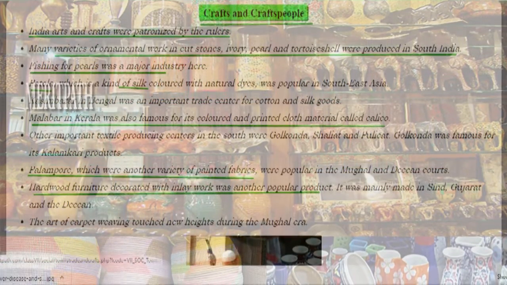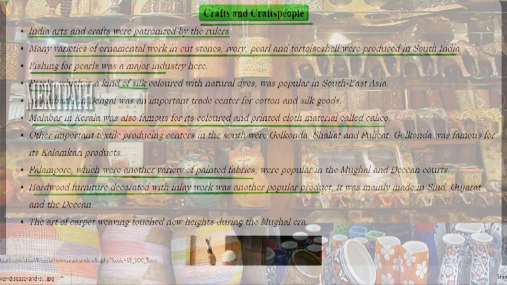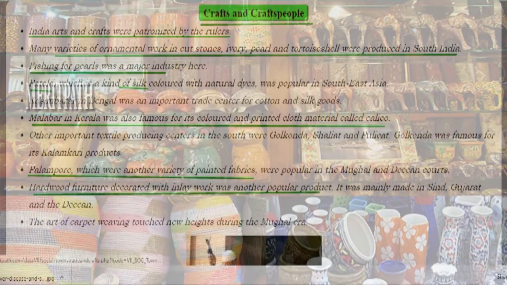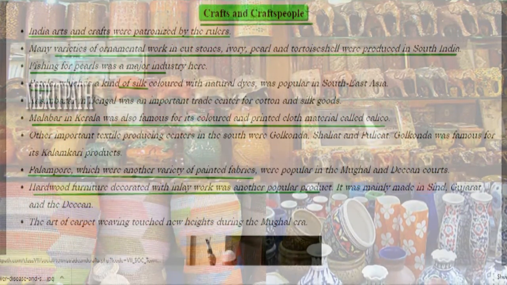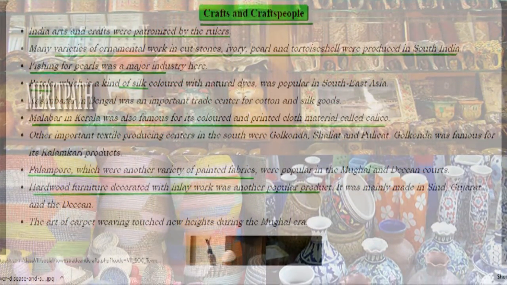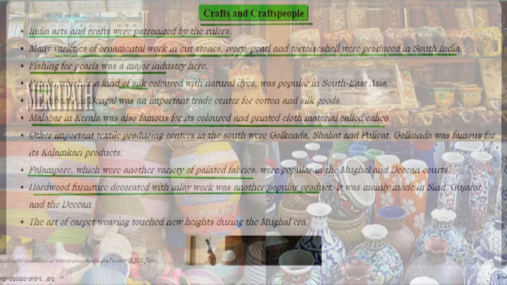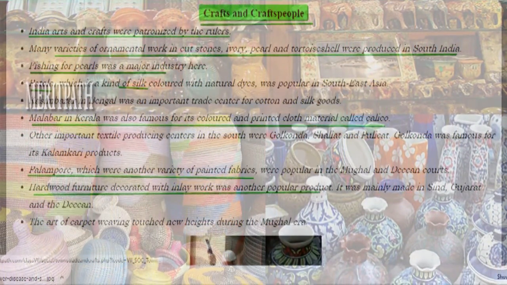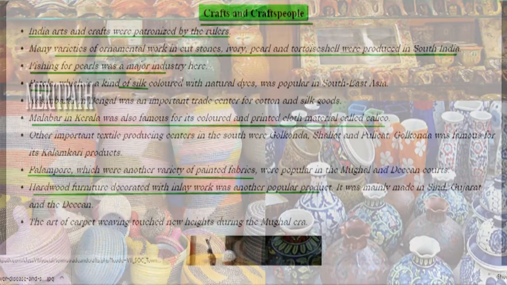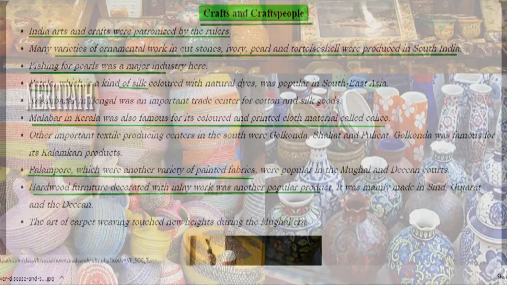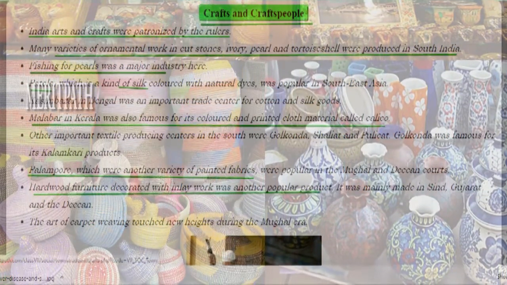Next comes crafts and craftspeople. Indian crafts and arts were very much patronized by the rulers. There was much ornamental work in cut stones, ivory, pearl and tortoise shell. All these ornamental works were produced in South India. Fishing was done for pearls, and this was a major industry. And patola silk with natural dyes was popular in Southeast Asia.